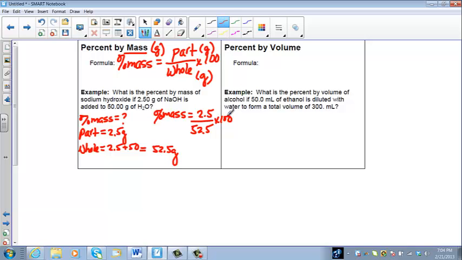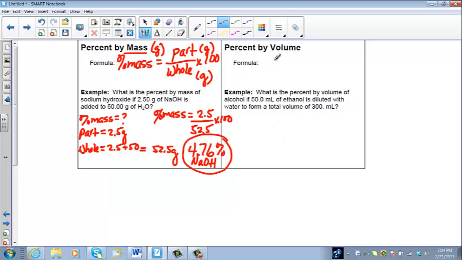And when you divide 2.5 by 52.5, you should get a long number, 0.0476, and so on, times 100 is going to give you 4.76%. And that's NaOH. So the substance is 4.76% NaOH.